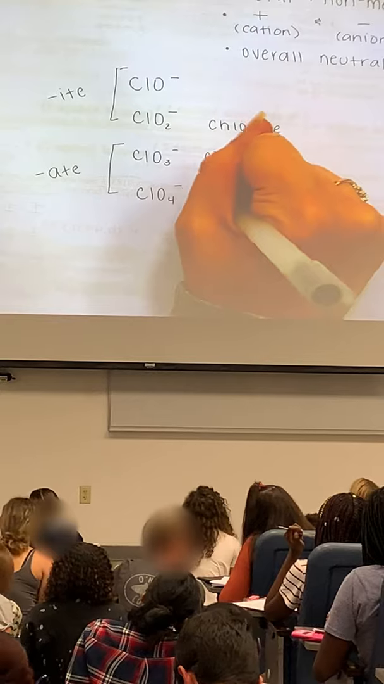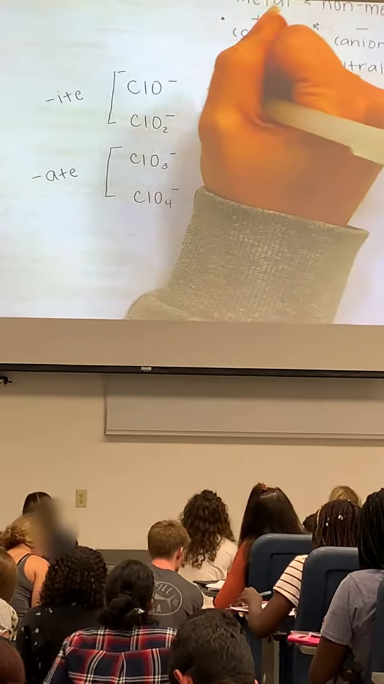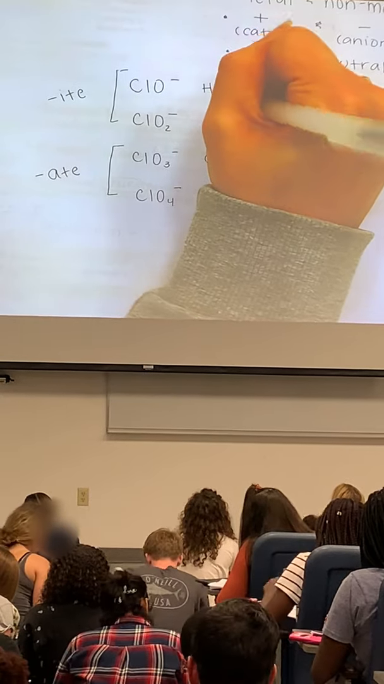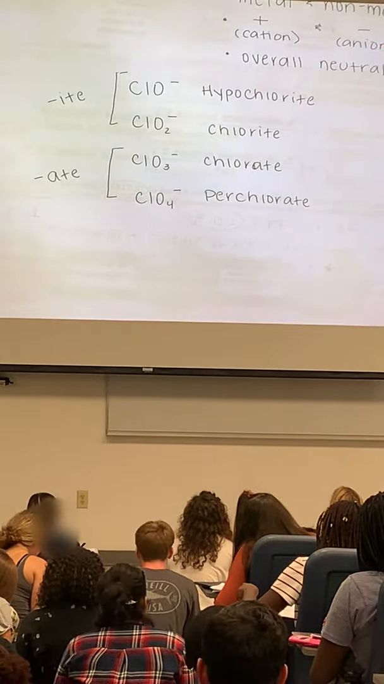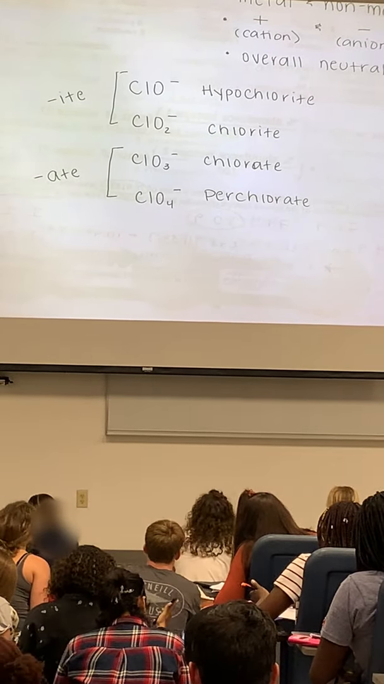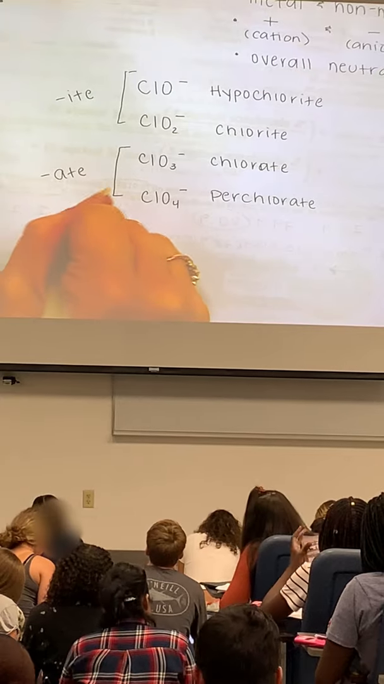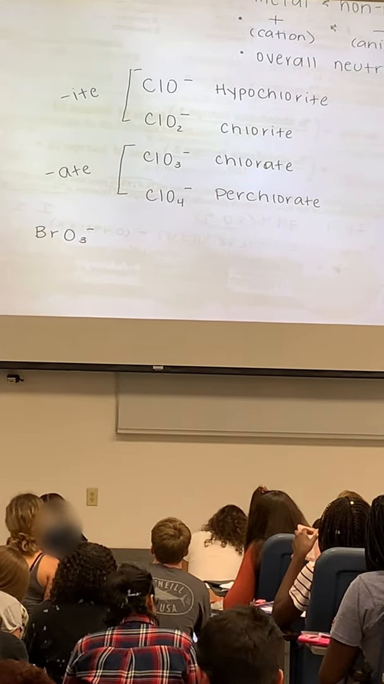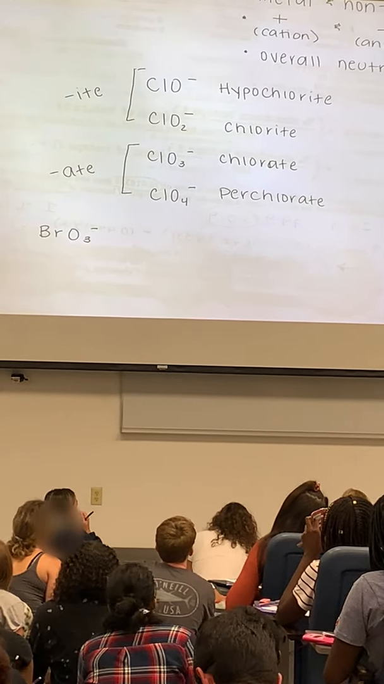So this is now perchlorate. And then this one, hypochlorite. Now I have a question for all of you. Could you tell me what that is? This is bromate.